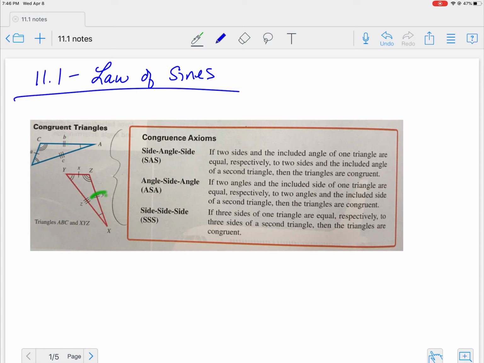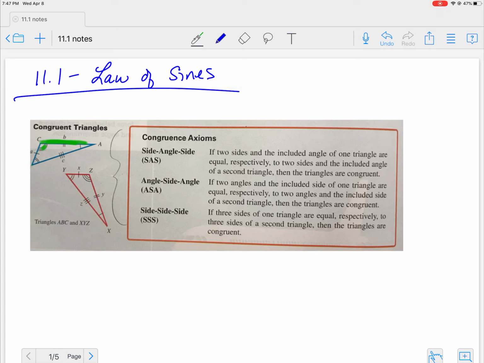Side, angle, side. That means I have a side, the angle between, and then the other side. That is going to be congruent to the side, the angle between, and the other side. So 1 dash means those are equivalent. 2 goes with 2, etc. Side, angle, side. That's a guaranteed congruence. If two sides and the included angle of one triangle are equal, respectively, to the other one, then those triangles are congruent.